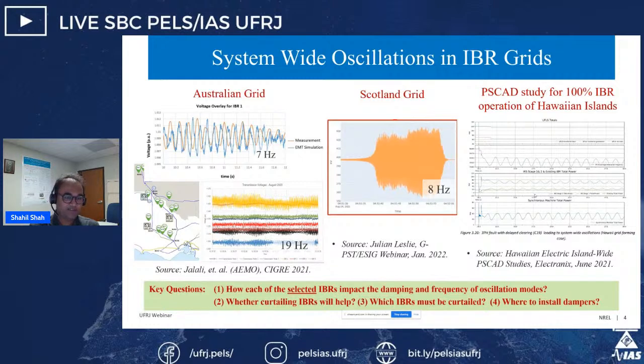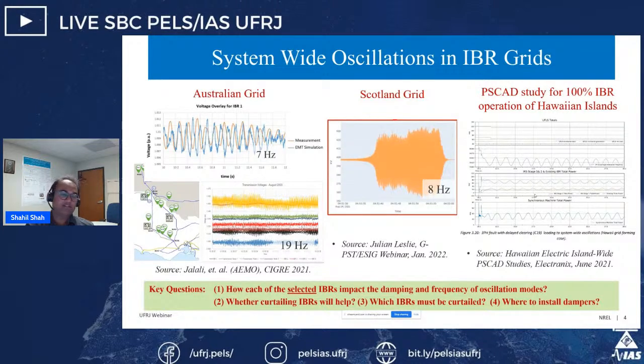For example, on the left side, you see these two oscillation events that have happened in the Australian grid at 7 hertz and 19 hertz. In the middle, there's another oscillation event which happened, I think, last year in Scotland, and it was felt in a big part of the UK grid. And on the right, there are some PSCAD studies which show that if you want to operate the Hawaiian Islands in the US with 100% inverter-based resources, we might see these oscillations, which might be disruptive and a big concern for stability.